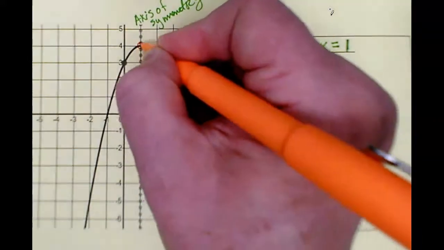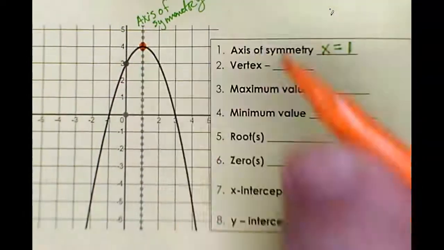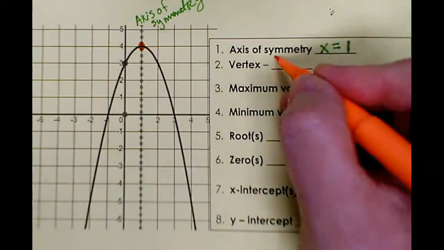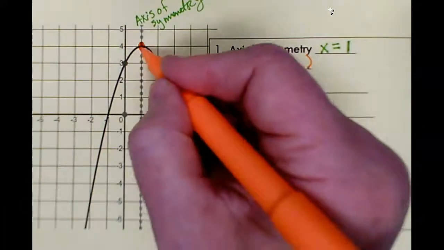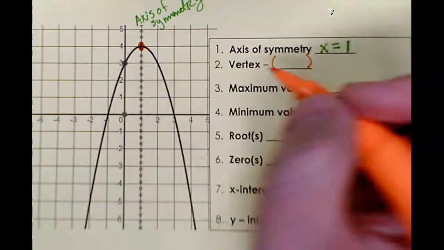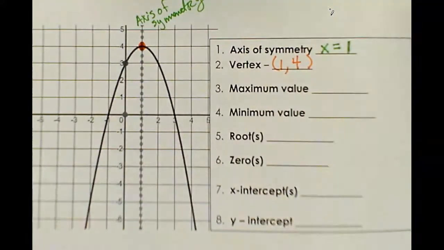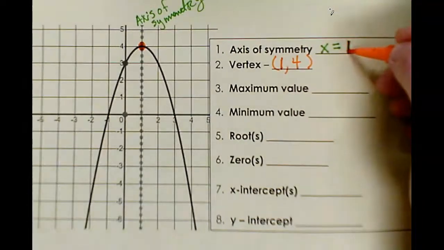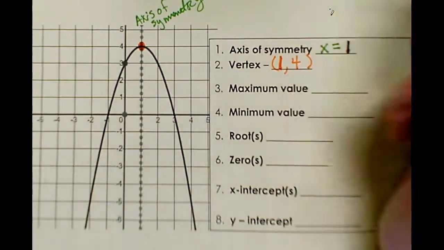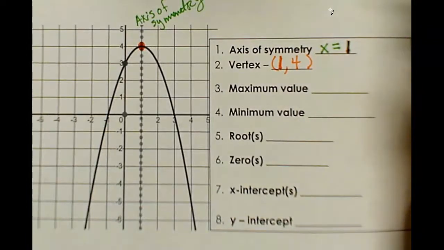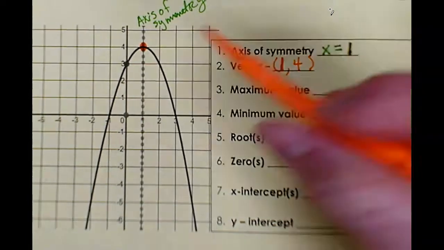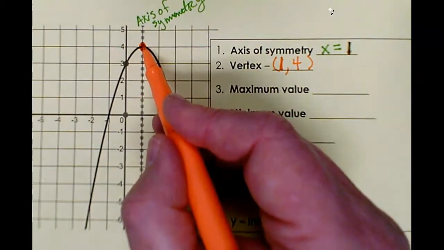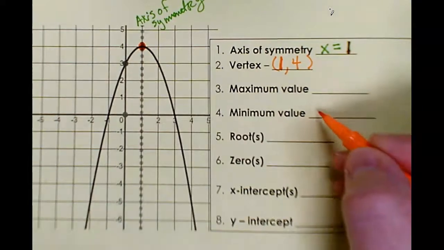What is this point right here called? Vertex. What is the coordinate that goes with this vertex? And do you see this one shows up right there? Because the axis of symmetry goes through the vertex. Now, is this point a maximum point or a minimum point? And does it have a minimum point?